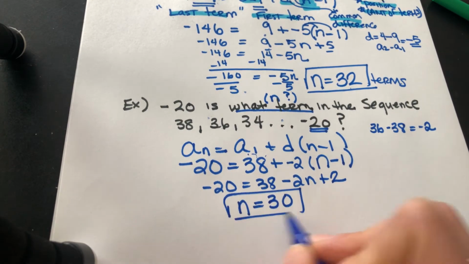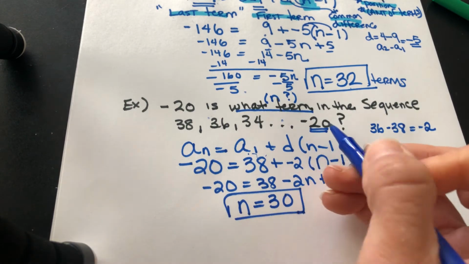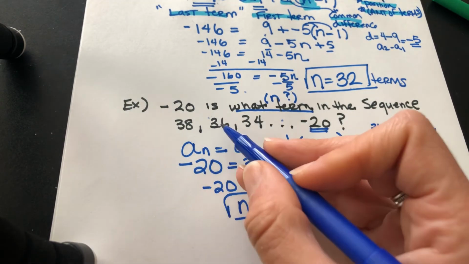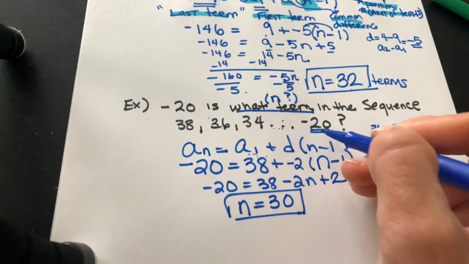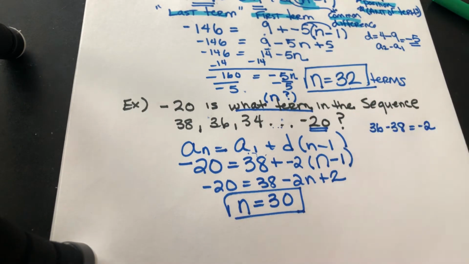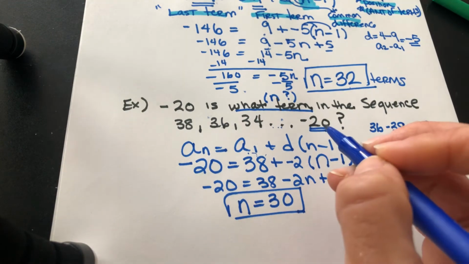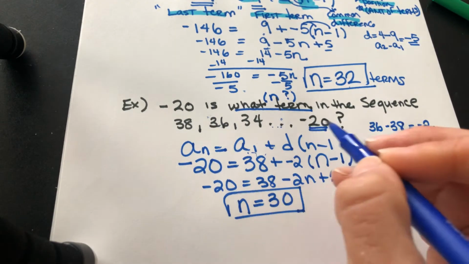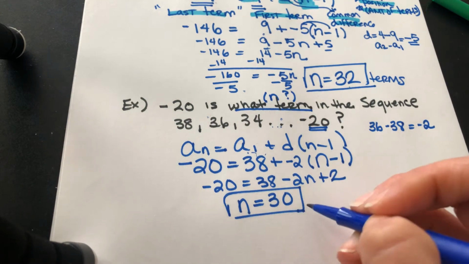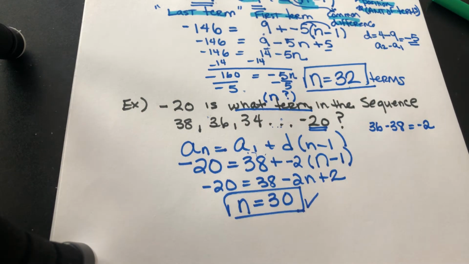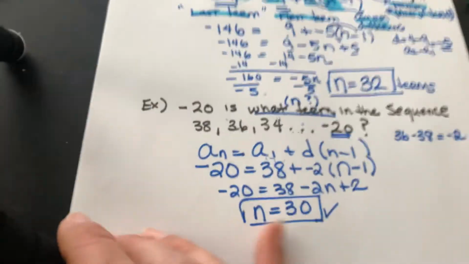Again, what does that mean? That means that this -20 is in, if this is the first position, second position, third position, ... -20 would be the 30th position, the 30th number in this sequence, which means 1, 2, 3, etc., 30. There are 30 terms in this sequence. So this should be a pretty simple question for you all.